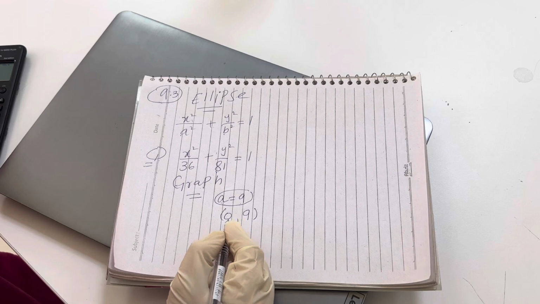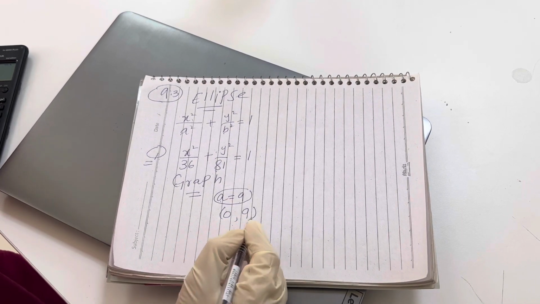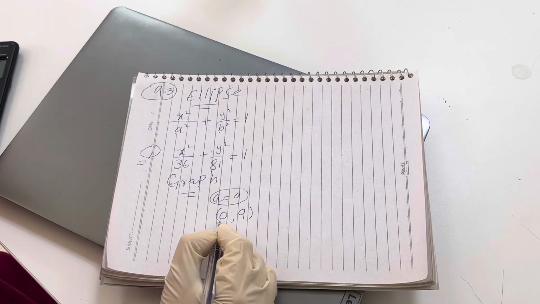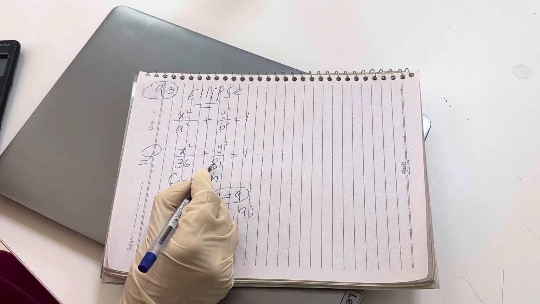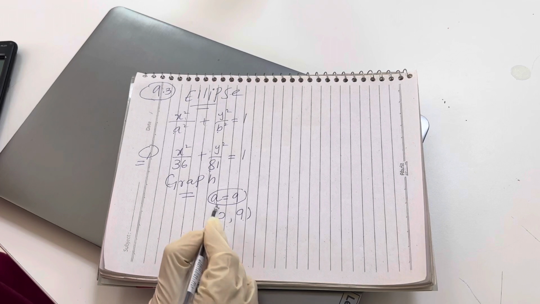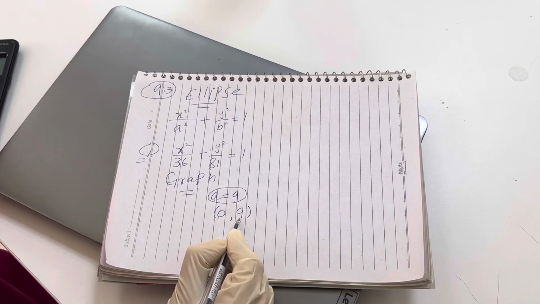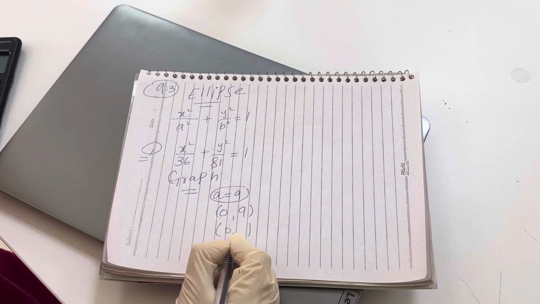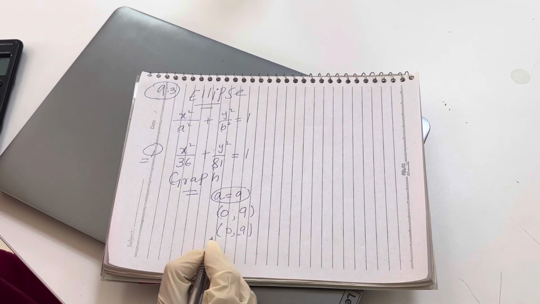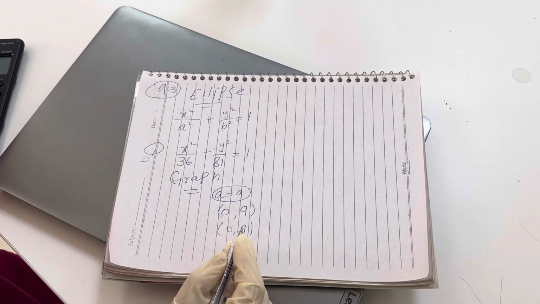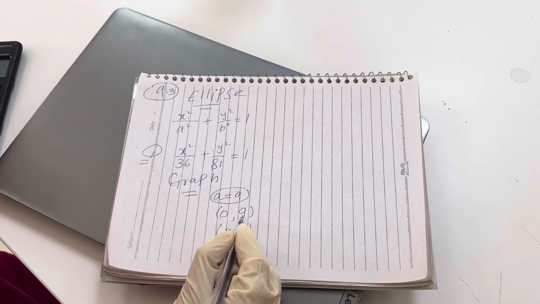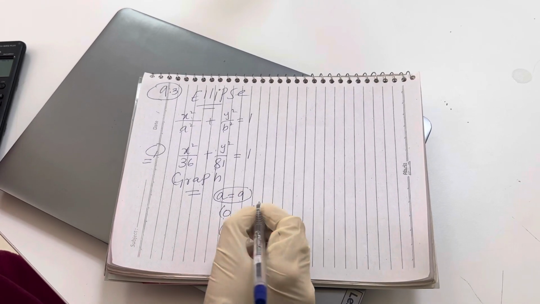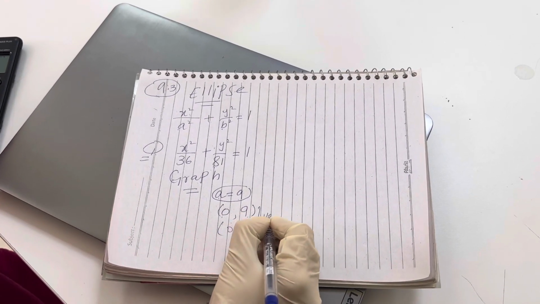Okay. Always in the points, one should be 0. It can be x, it can be y. Here x is 0. Why? Because our bigger number is under y. So x is 0. So my a is 9, which is y. Now the other point will be 0, negative 9. You should write the vertices as right and left or up or down. So here this is up and down. So up is positive 9, down is negative 9. And this is called vertices.